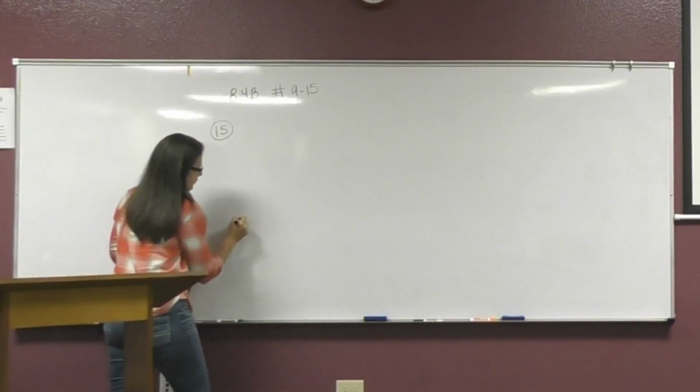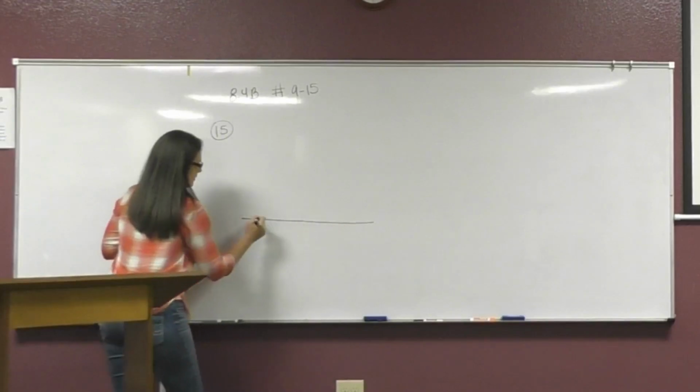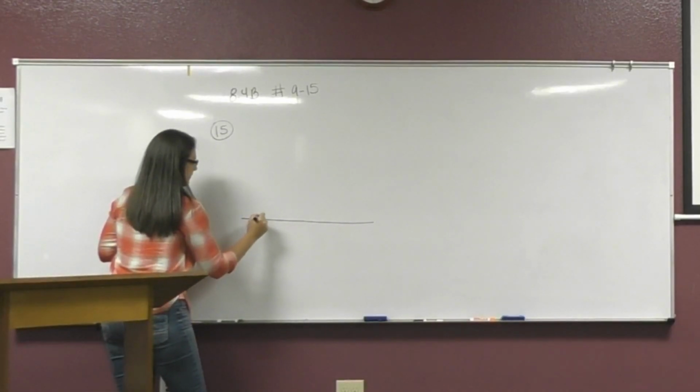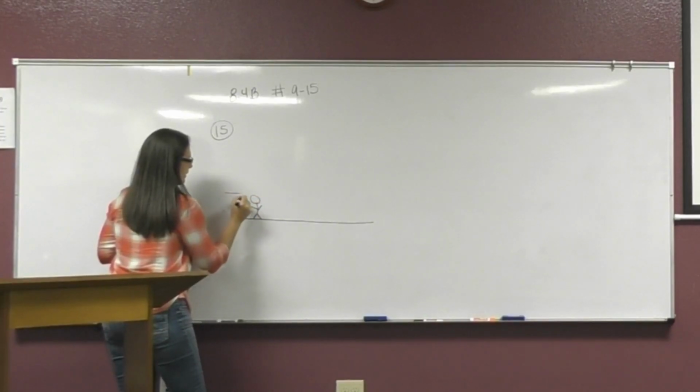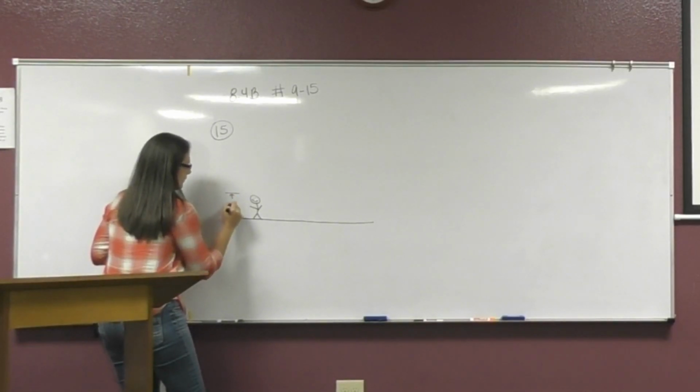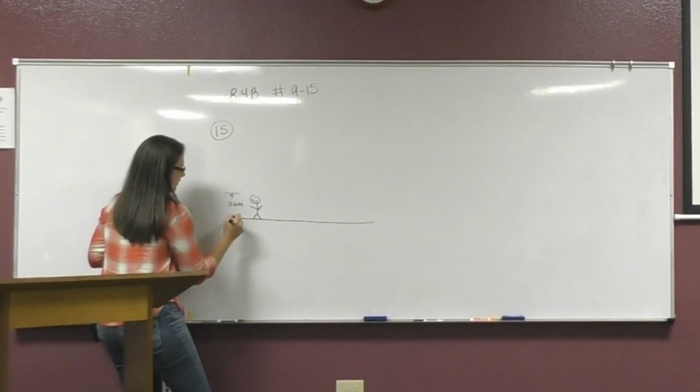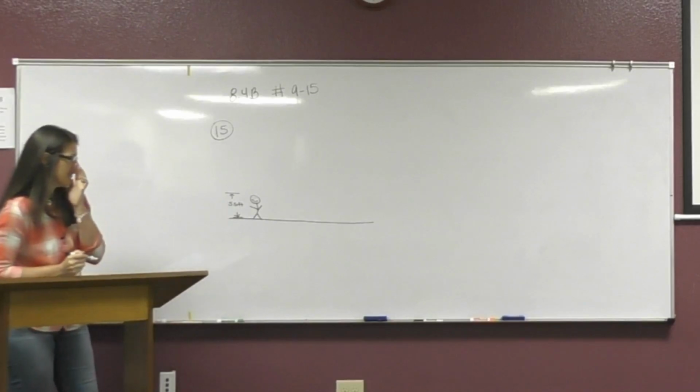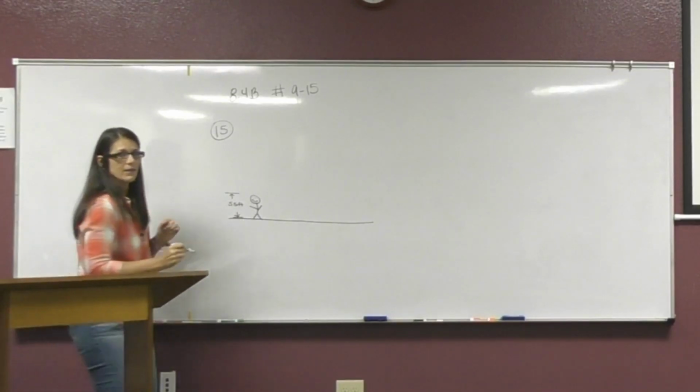Okay, let's draw a picture. So here's my student. Here's the science student. This student, he's very happy, is 5.5 feet tall. And here's the tree.